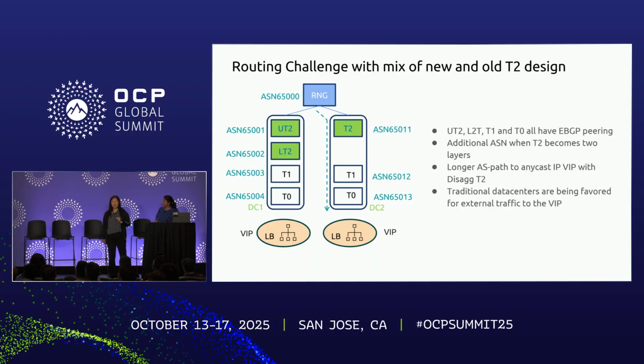The one on the right, DC2, follows the traditional design where the T2 is a single layer. Now, there are some services using Anycast VIP, where the same IP prefix is advertised across data centers so that traffic can be steered to the best endpoint. However, with the additional ASN introduced in the disaggregated T2, for traffic going to the Anycast VIP, the ASN path will now be longer compared to the traditional data center. So this could potentially cause overutilization for DC2 and not a very optimal routing.